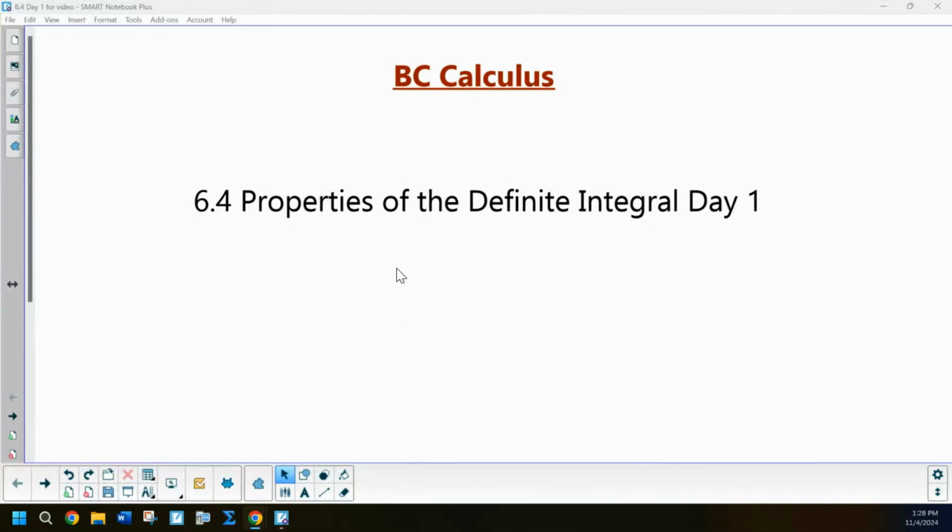Hi everyone. Today's lesson is on properties of the definite integral. We'll be spending 2 days on this topic, and look at your calendar.